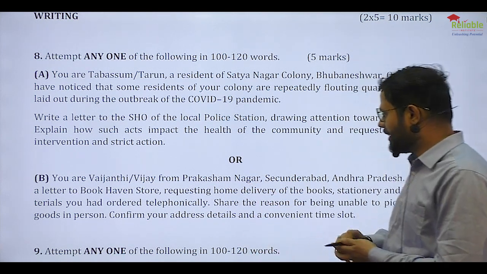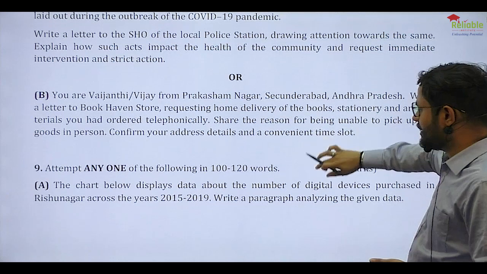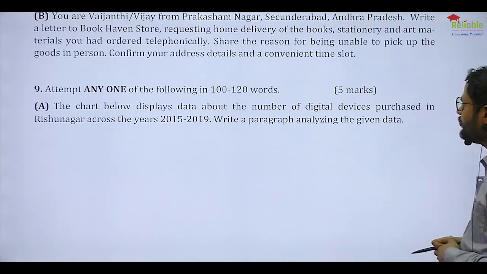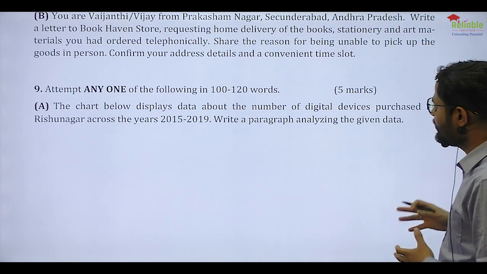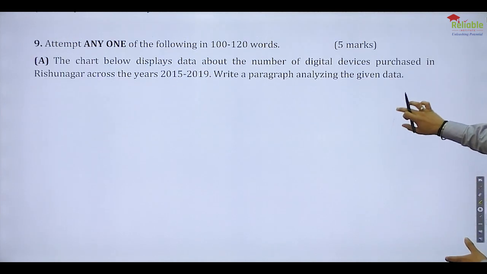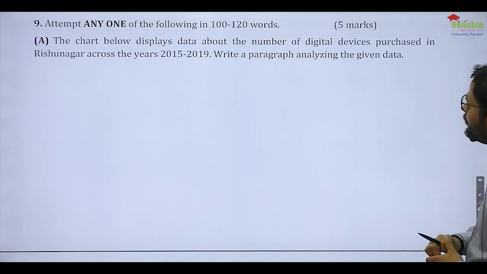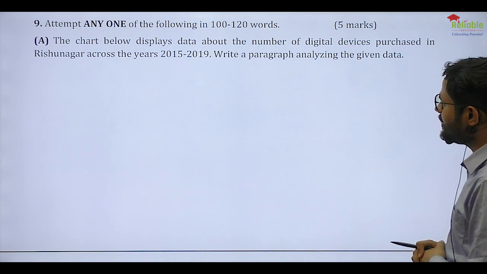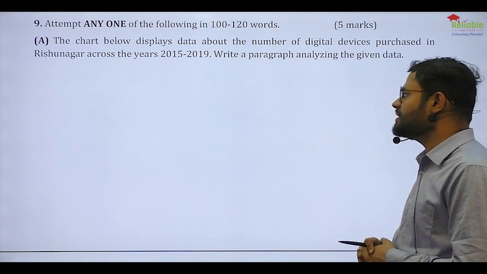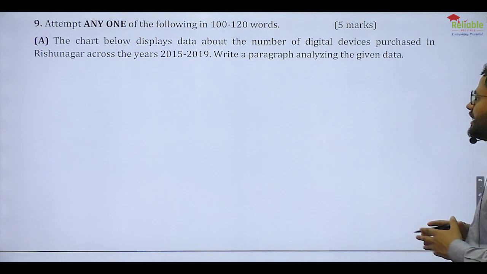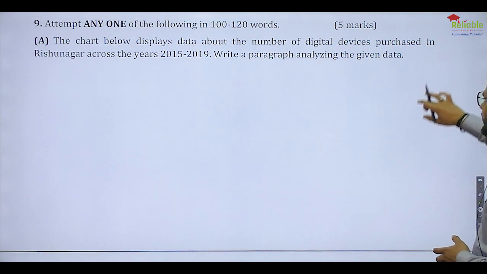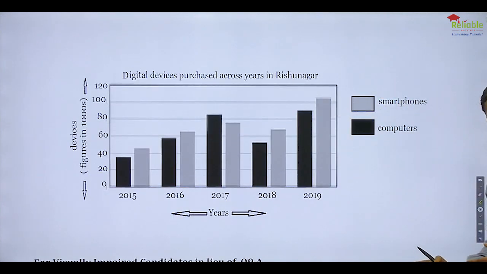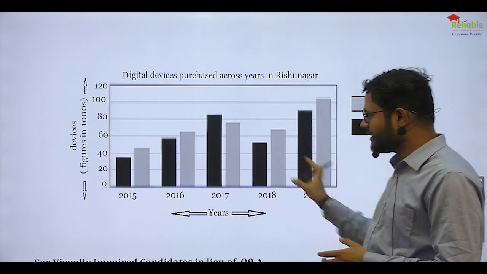Next is question number 9. Attempt any one of the following in 100 to 120 words. The chart below displays data about, and this could be a new thing for you, the number of digital devices purchased in Rishunagar across the years 2015 to 2019. Write a paragraph analyzing the given data. So this is the data given to you. This is simply a graph.